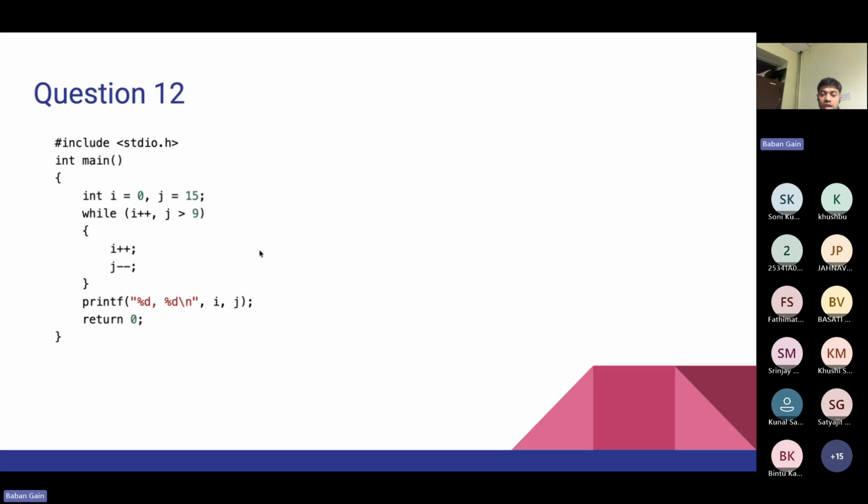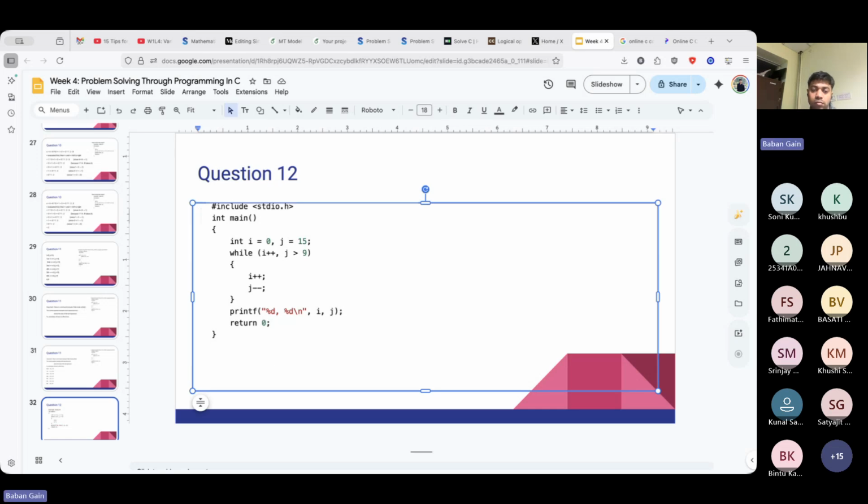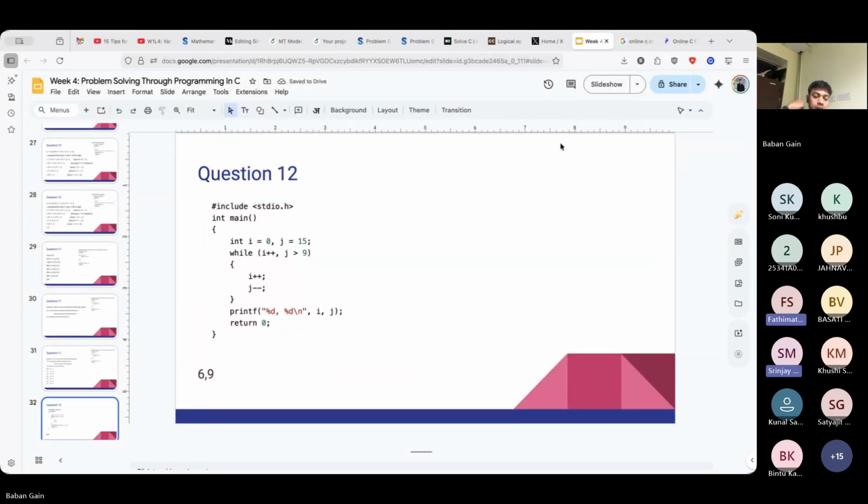Again, we have a comma. We don't have an and operator. 6 and 9. Oh, okay, 6 and 9. Why is that? As you said, only the second condition is being checked in that because of the comma. So that is 9.